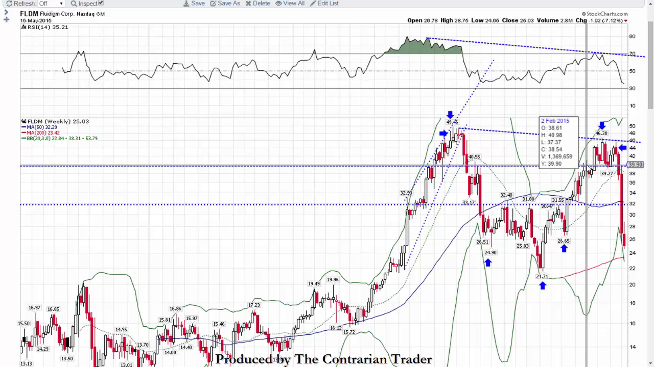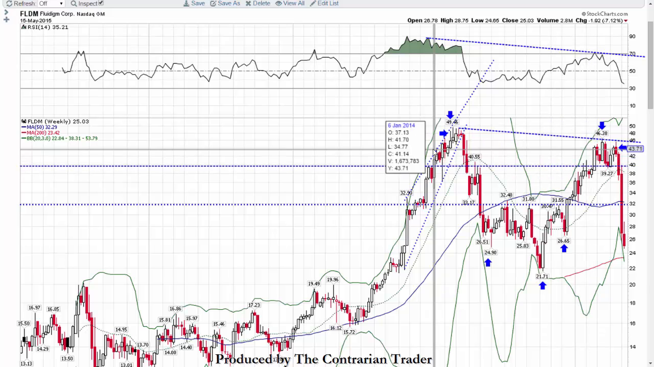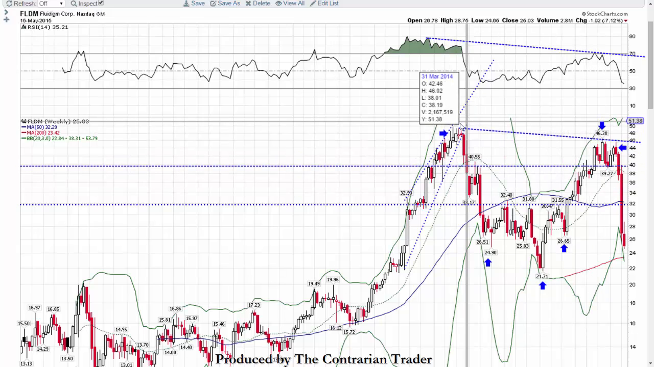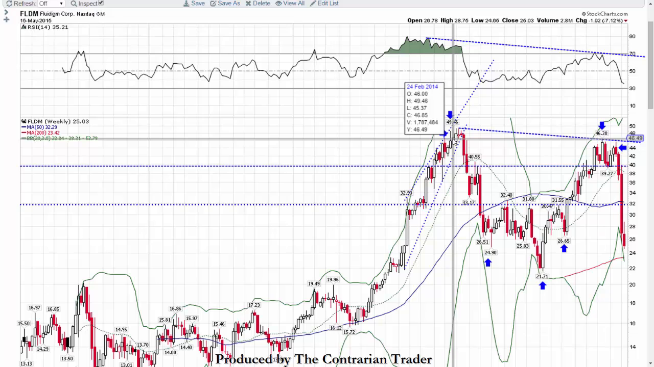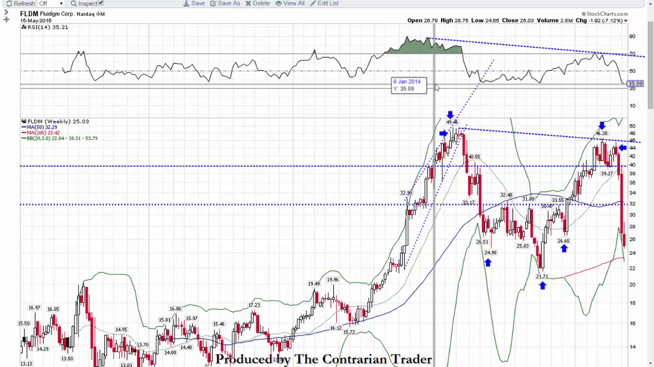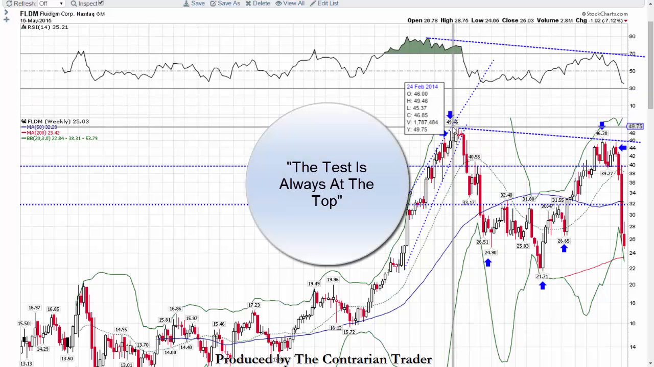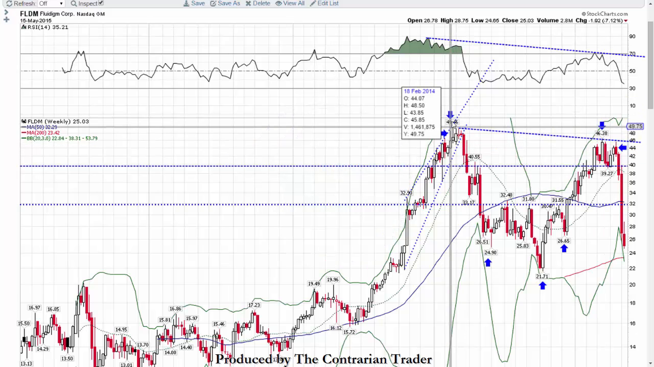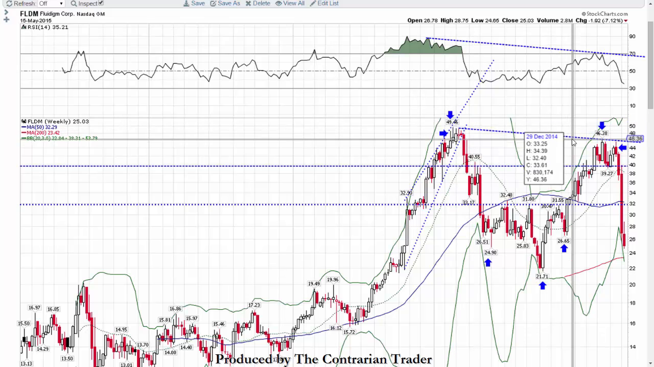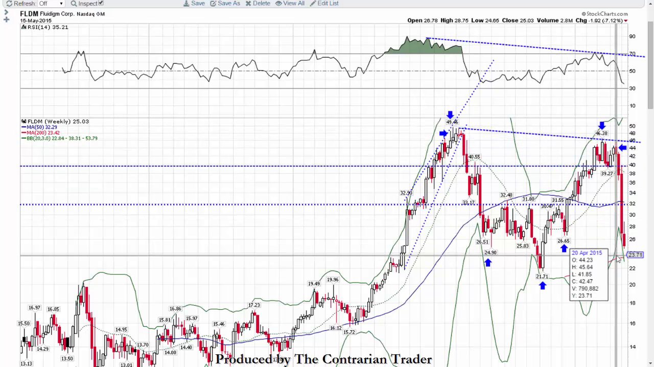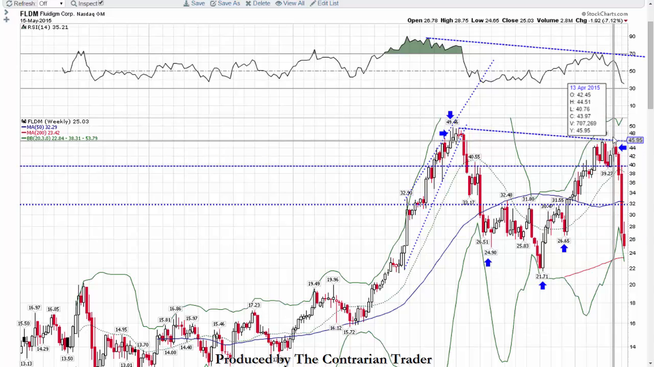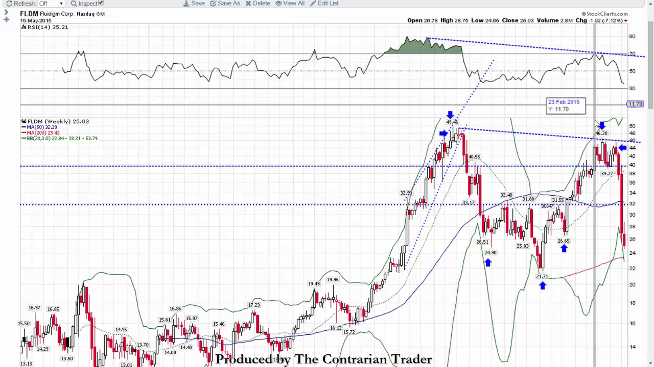Where you needed to get concerned about FLDM was right here, when you started flashing these topping tails at prior resistance levels. It did manage to break through, but as we neared the prior highs, you needed to get a little bit nervous. Being a little bit nervous is good. It's being cautious, because there's a phrase that I always like to use: the test is always at the top. Are we able to break out above the prior high of 49.46, or will we roll back over again and proceed down to retest prior support levels? And in this case here, we could not break out above 49.46.